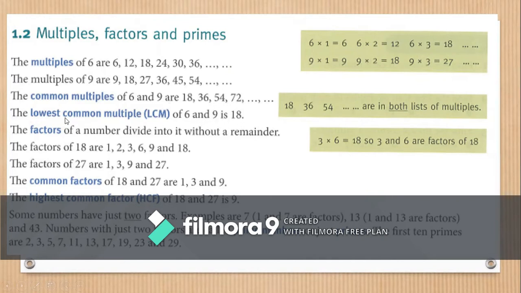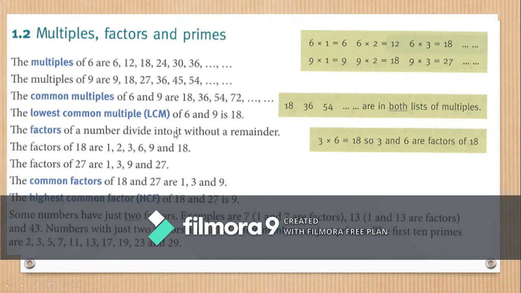We also call the lowest common multiple LCM, that is the short form, its abbreviation. Mostly you hear LCM, but a few people say lowest common multiple. In the future when you study, no one says lowest common multiple, they just use the word LCM. Now the factors.